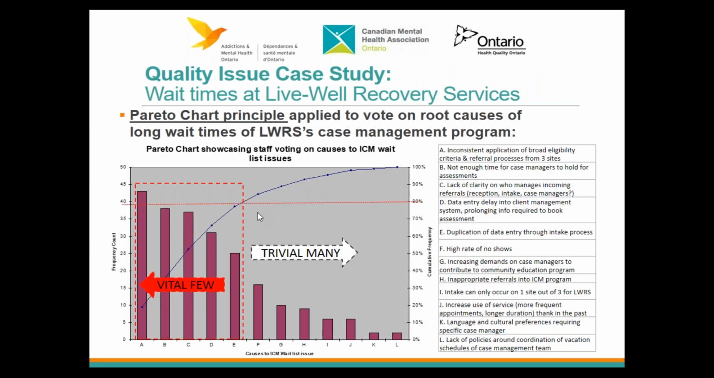So taking a look back at our good old Live Well Recovery Services example and our Pareto chart here, you'll see that the team took those bones from the fishbone, all of those contributing factors to our problem, and arranged them after an exercise of voting, so asking all of the team members to vote on which factors they thought or they experienced as contributing the most to that high wait time problem, and arranging them on our Pareto chart from those with the greatest number of votes down to those with the least number of votes to identify our vital few versus our trivial many.